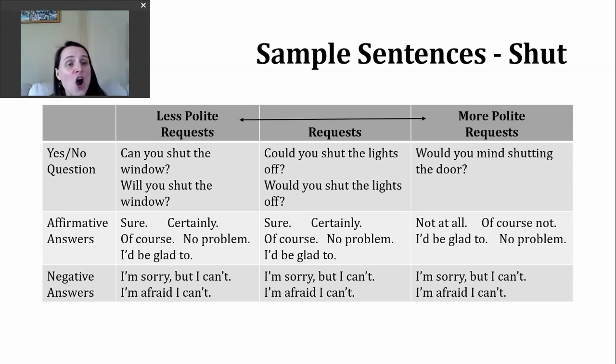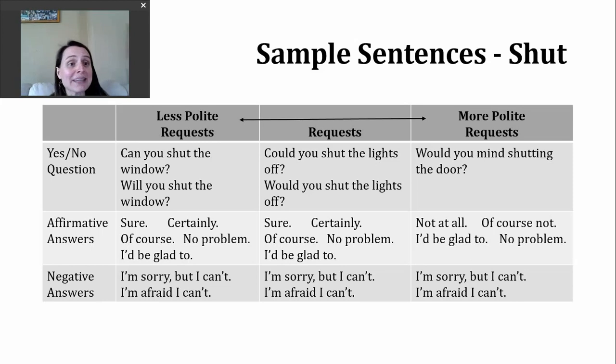Right? And again, our answers to these questions are going to be the same. Sure, certainly, of course, no problem, I'd be glad to. Or in the negative, I'm sorry, but I can't. Or I'm afraid I can't. With all four modals, can, will, could, and would, you could also add please into your request to make it more polite.